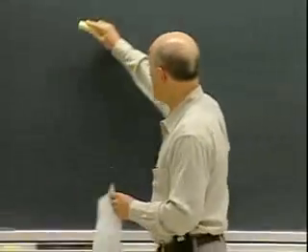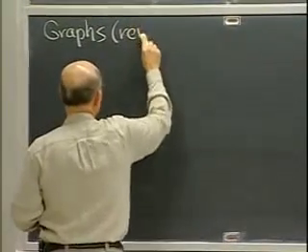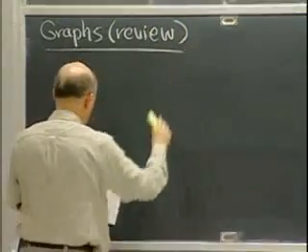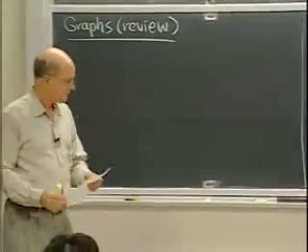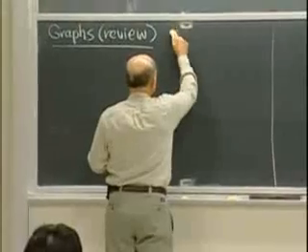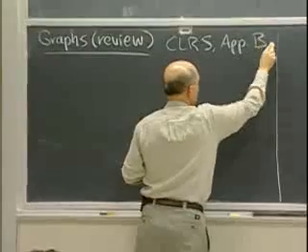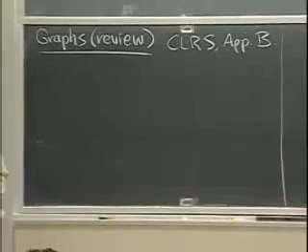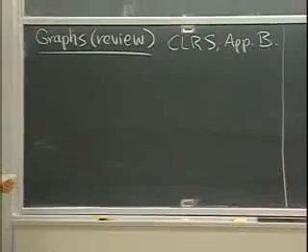Today we're going to start talking about a particular class of algorithms called greedy algorithms, but we're going to do it in the context of graphs. So I want to review a little bit about graphs, which mostly you can find in the textbook in Appendix B. If you haven't reviewed Appendix B recently, please sit down and review it. It will pay off, especially during our take-home quiz.